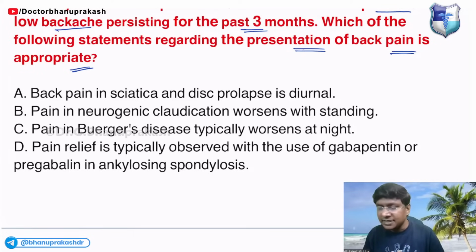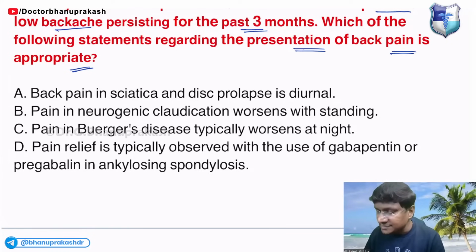So low backache for 3 months, and that too at an age of 28 years. So definitely you need to think of ankylosing spondylitis. Right, so Anash has answered it correctly and Kashmiri has answered it correctly.